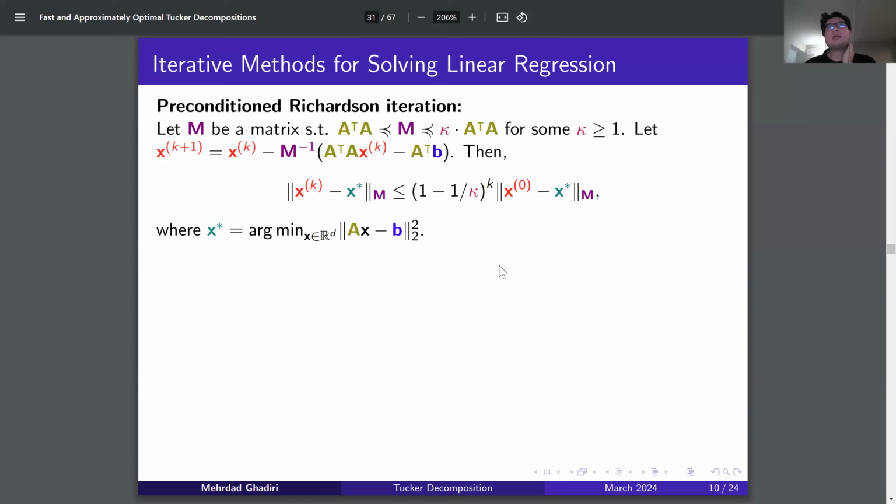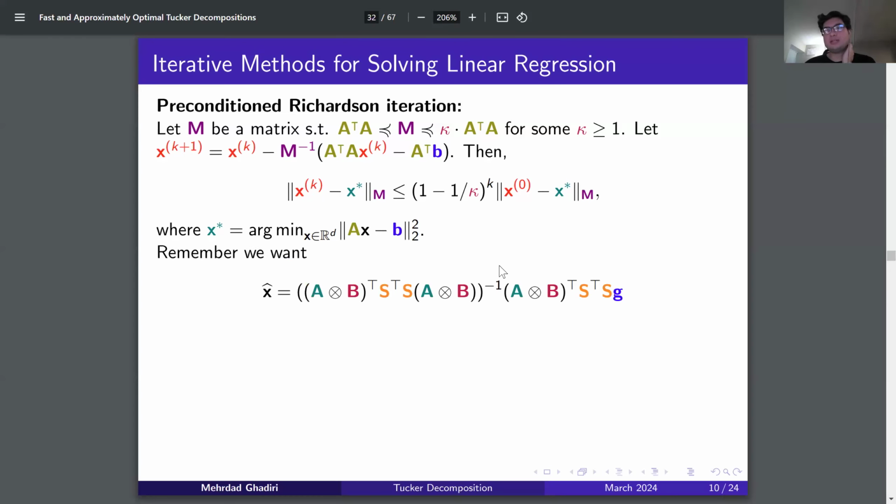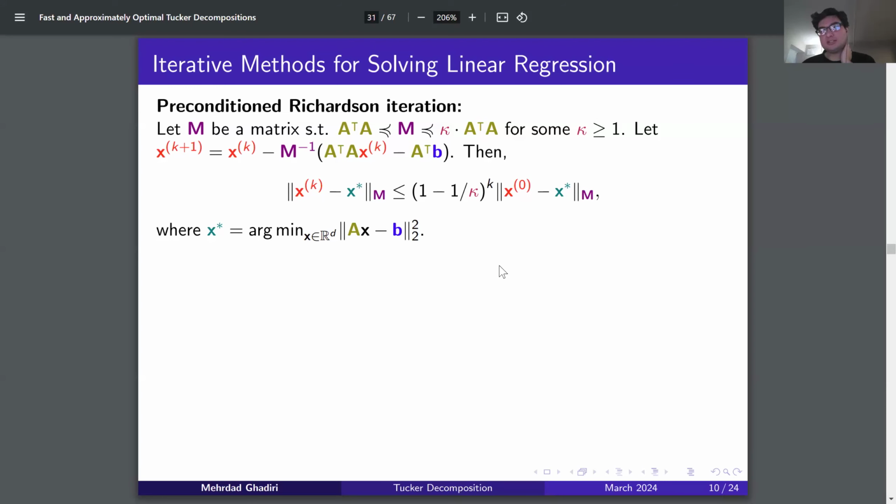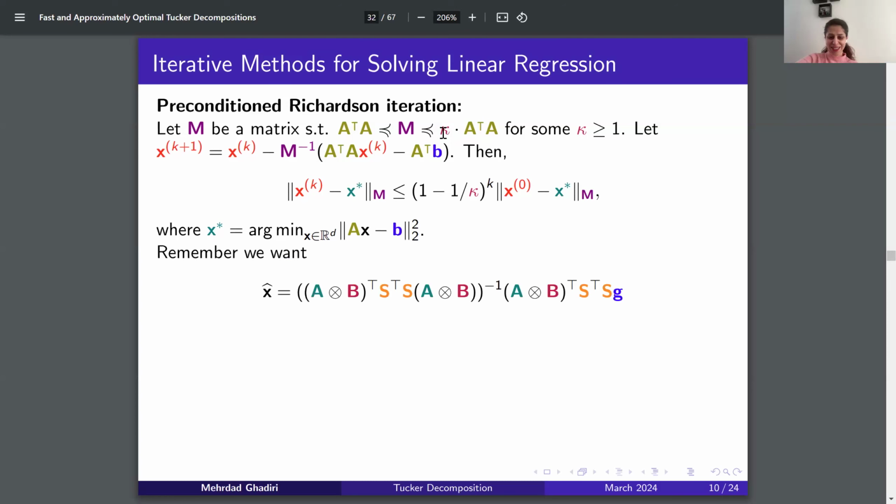Yes, go ahead. I always get confused with this kappa. Is this kappa the condition number or not? No, this is not the condition number. This is just some number. I shouldn't have picked kappa for this. I see, because when I was reading the paper I had the same problem. For example, this is 2 or 1 plus epsilon. Actually with leverage score sampling, you can get 1 plus epsilon for this. Okay, thanks.